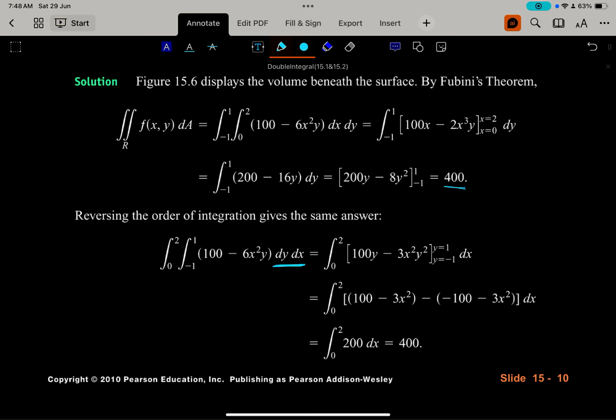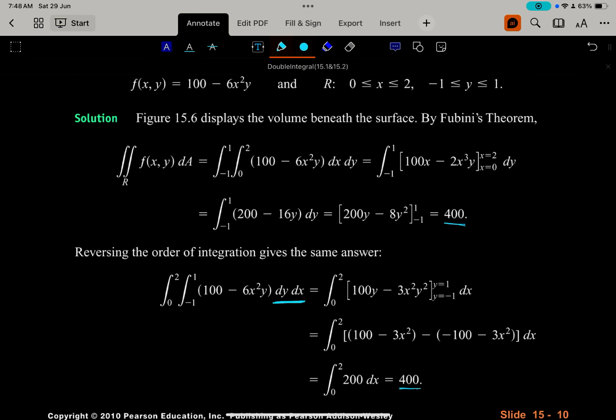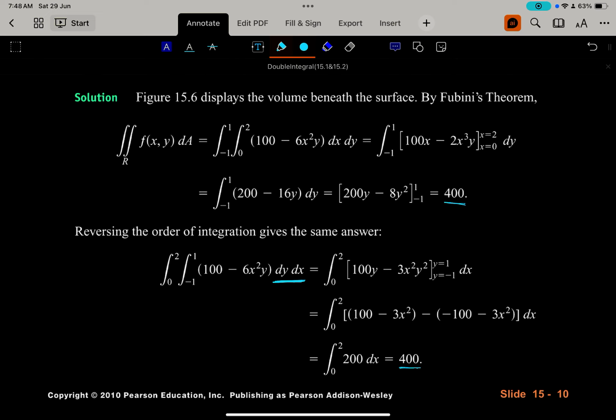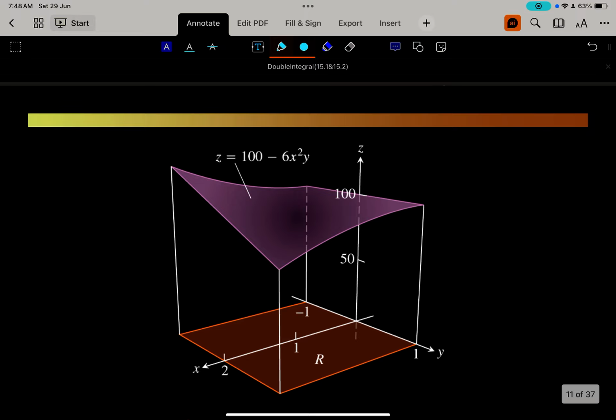Yeah. So he did dy dx, integrated it, and then did exactly what we did, and he got the same answer. If you do this, and this is true for any function, for any region, if we do it with respect to y first, then with respect to x, it's going to give us the same answer as if you do it with respect to x, then y. So it's not an issue or something detrimental.